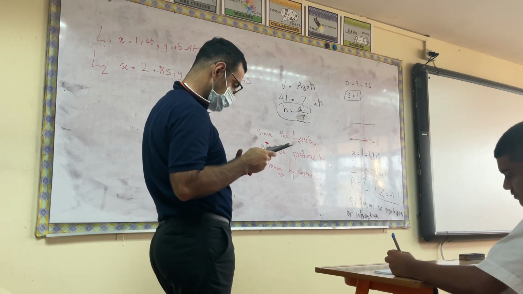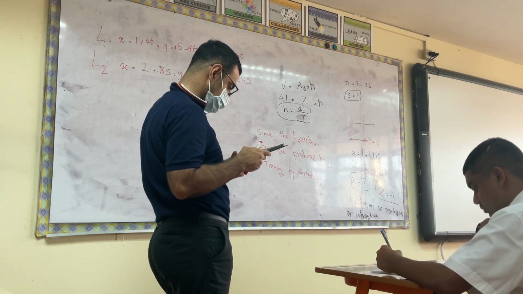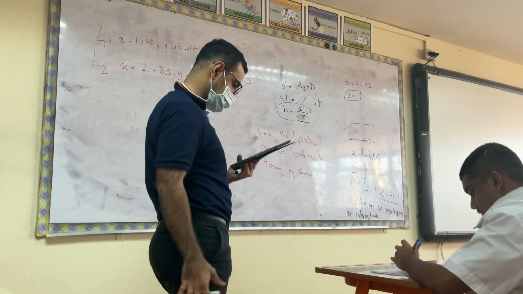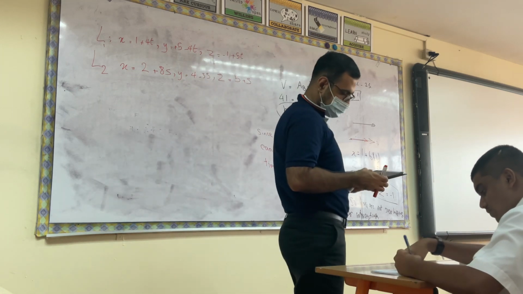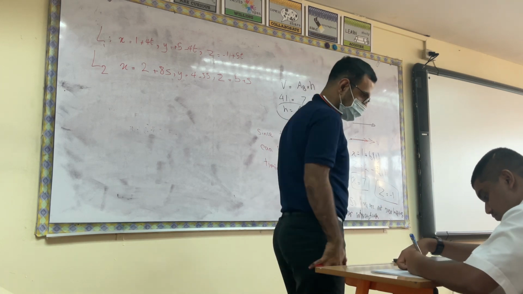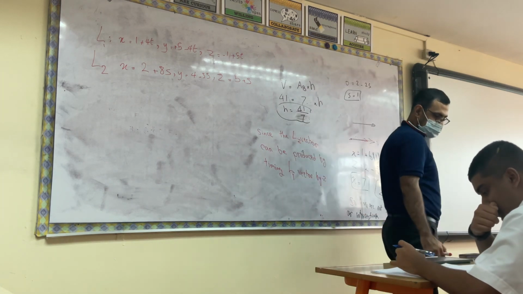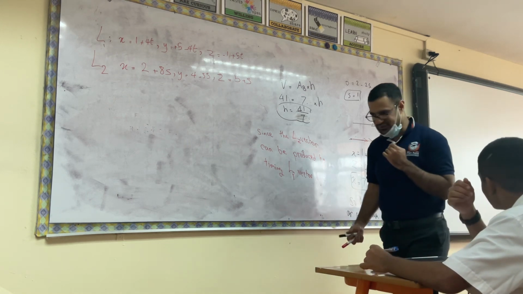5 equals 4 minus 3s. Negative 1 over 3 equals s. Okay, I think I should do it.